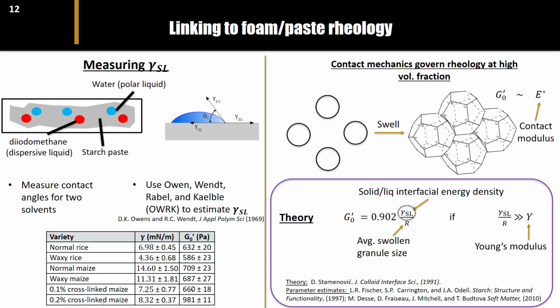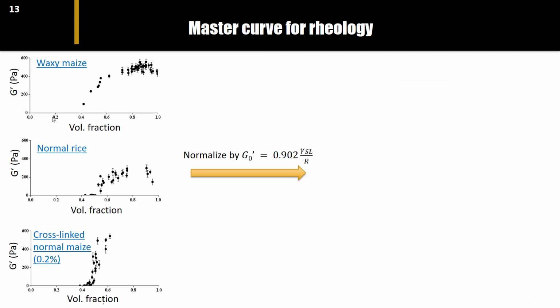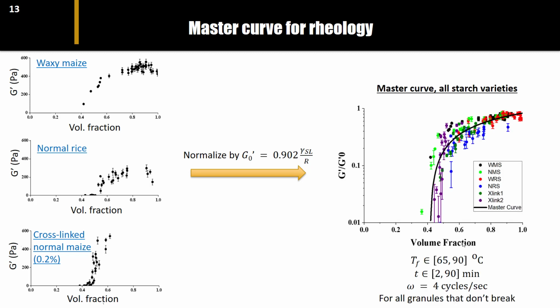Okay. So now we're going to look at G prime versus volume fraction for all the different starch varieties. We're going to normalize this y-axis by the theoretical limiting storage modulus G naught prime, which depends on the solid-liquid interfacial energy density between the granule and water. If you do that for all the different starch varieties, you see that the data all collapses onto a single master curve for all different temperatures and all different heating times, as long as the granules don't break.